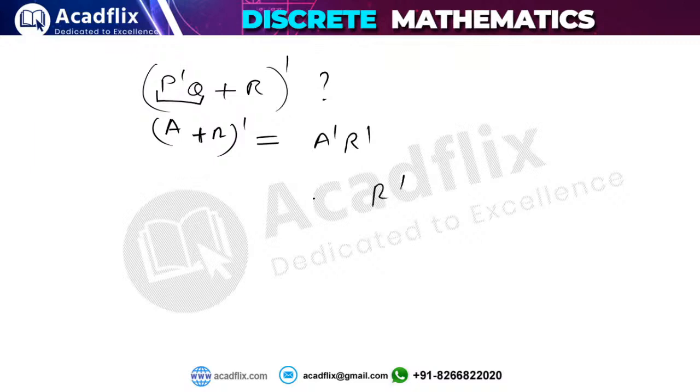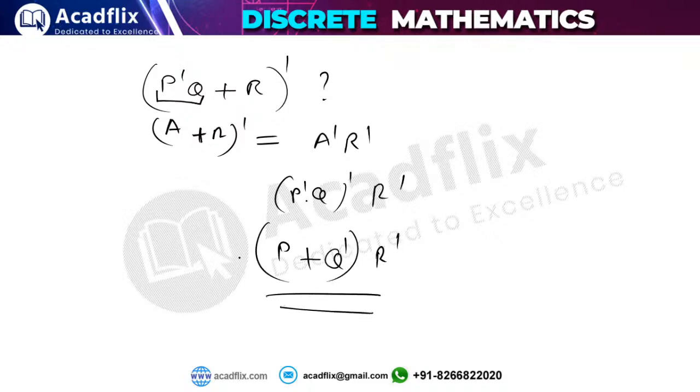Now r dash is okay. What is a? A is p dash q dash. What is p dash q dash? You already know, because this is conjunction, this conjunction will become disjunction. This q will become q dash, this p dash will become p, and finally r dash. So this you will get.